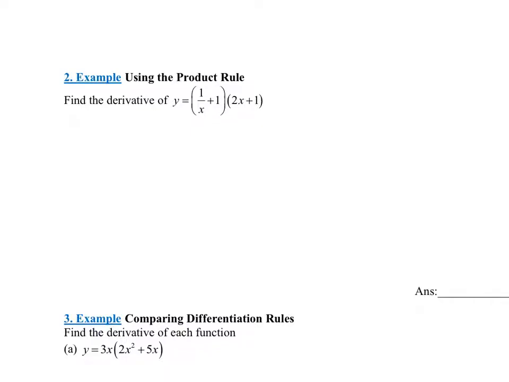Let's look at example 2 here. It says using the product rule. So we do need to use the product rule. Even though we don't need to be able to solve it, the problem asks us to, so we are forced to use the product rule.